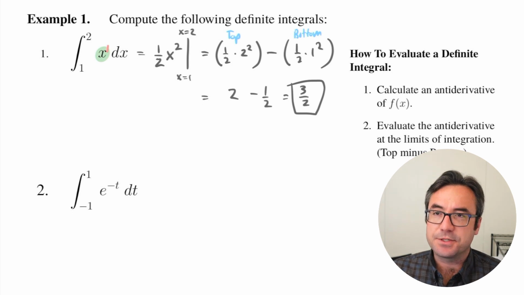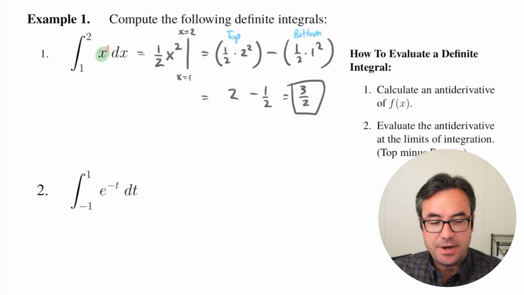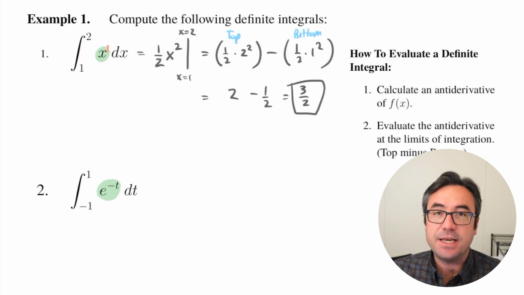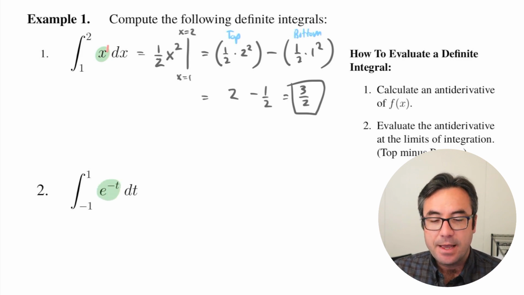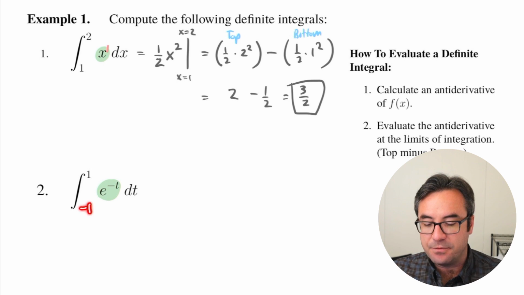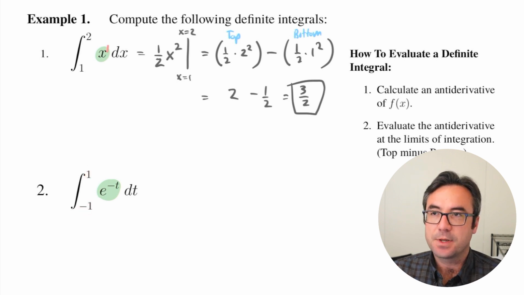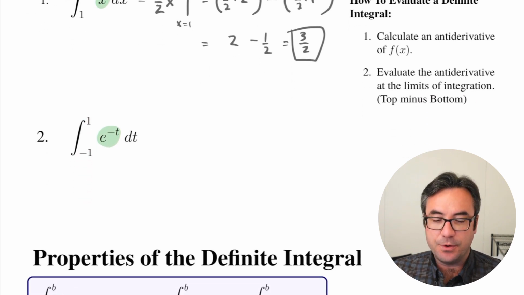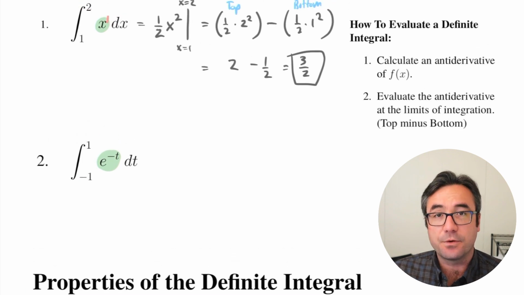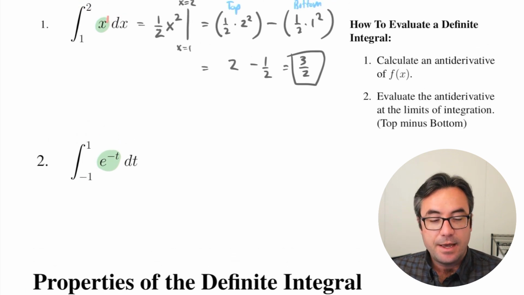Let's try another one of these. So let's look at the next one here. For this one, the function we're integrating is e raised to the negative t. And our interval, we're going from -1 to +1. All right, so the first thing we've got to do is get the antiderivative for this exponential function.